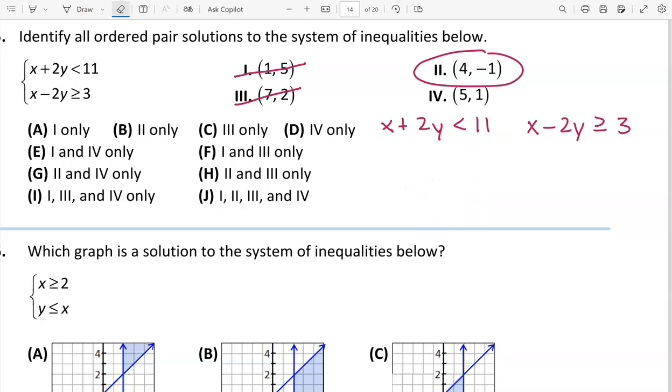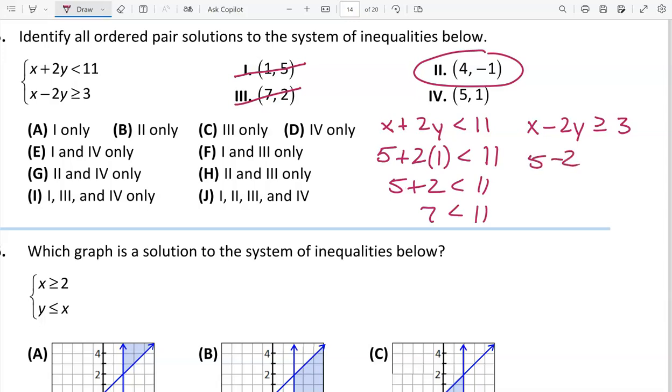One last point to test. That's the point (5, 1). So x is 5 and y is 1. So 5 plus 2 is less than 11, or 7 is less than 11. That's true. And now 5 minus 2 times 1 is greater than or equal to 3.